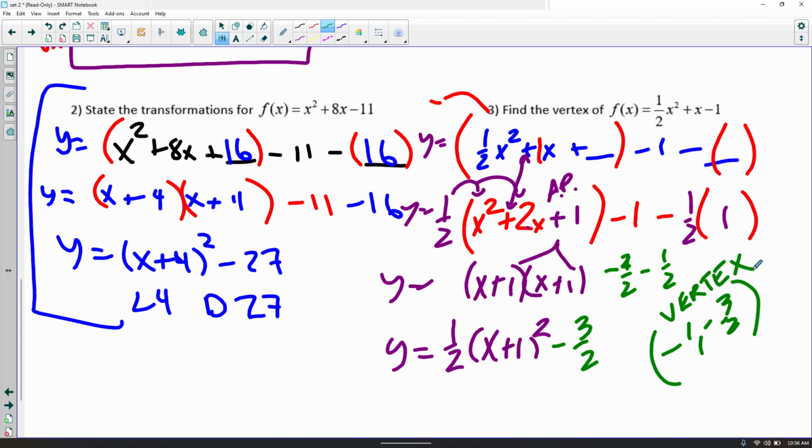Questions? What? Negative 1. What? Here? Which one? Here? It's negative 1, 3/2. This is negative 1, comma, negative 3. So, I'm just writing it first. Yeah, we have to practice this.